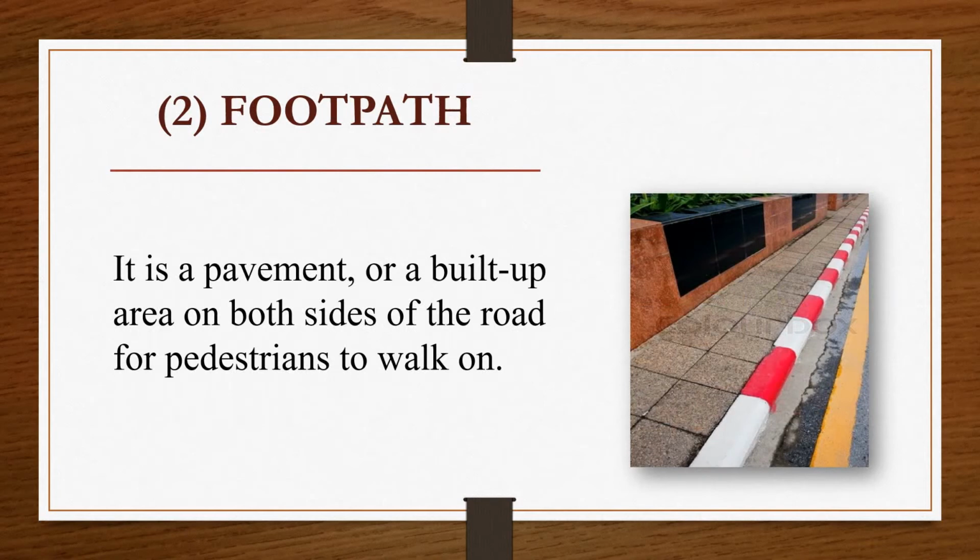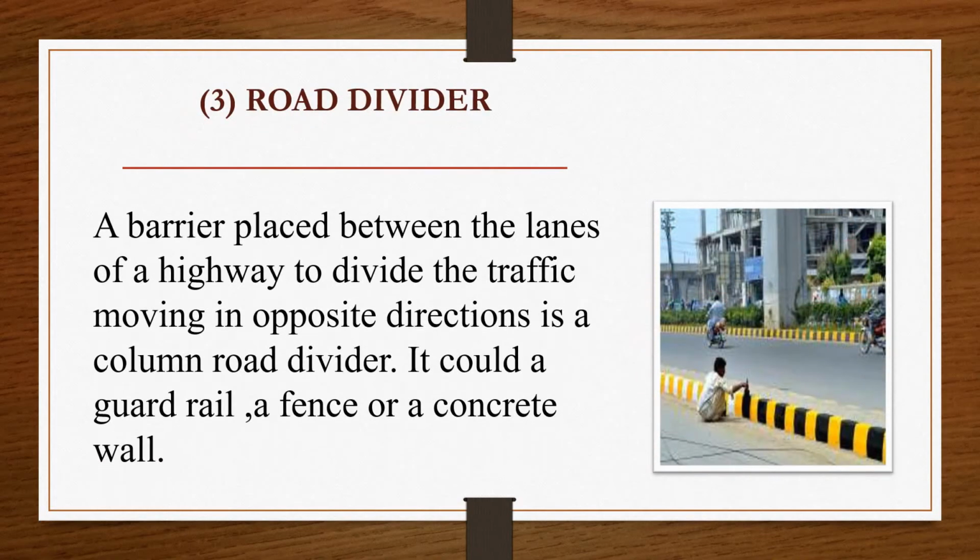Second, footpath. A footpath is a pavement or a built-up area on both sides of the road for pedestrians to walk on. Third, road divider. A barrier placed between the lanes of a highway to divide the traffic moving in opposite directions is a road divider. It could be a guard rail, a fence or a concrete wall. You can see in the given image how a road divider looks.